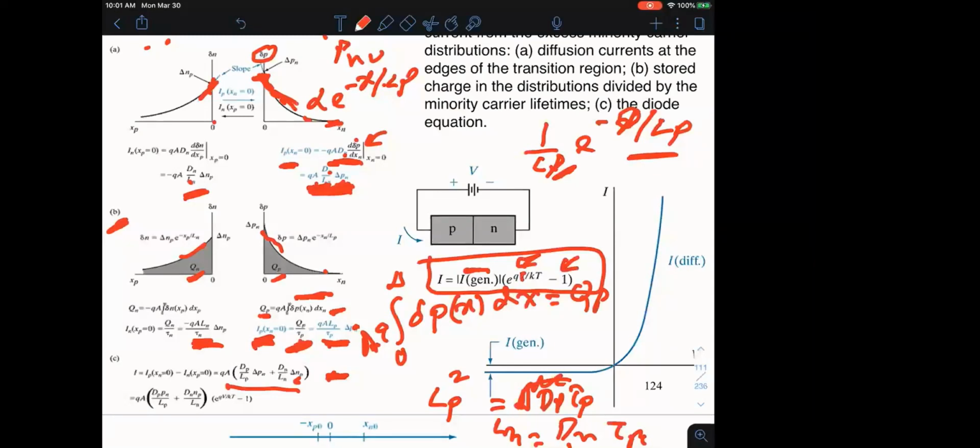A plot of this is this IV as shown over here. So in forward bias, you have an exponentially increasing current. When V equals 0, e to the power 0 is 1, minus 1 gives you 0. When V is negative, this exponential term basically goes to 0, and I get minus I generation, where I generation is this expression over here. Okay? That's your expression of the I generation. And that's your e to the power QV over KT minus 1. Okay?